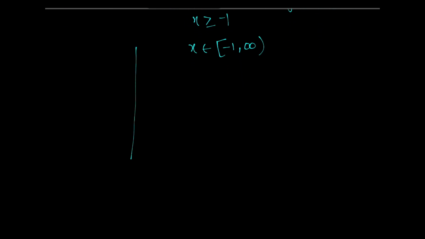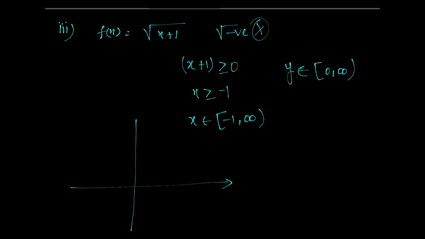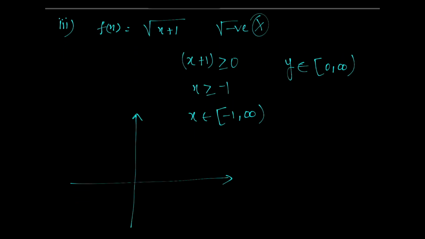If you look at the graph of f of x equal to under root x plus 1, let's say it is defined at x equal to minus 1, since at that point it will become 0, right?